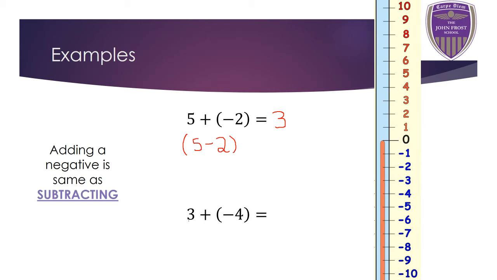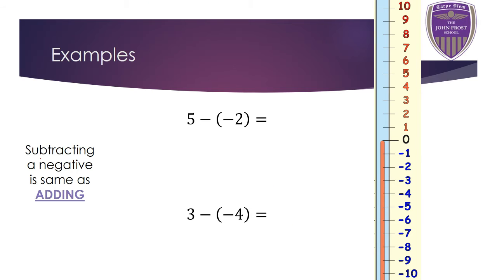Look at the second one. 3 add minus 4. Again, we're adding a negative, so that's essentially the same as asking, what is 3 take away 4? Now, we might have to use a number line for this one. Start at 3, count down 4. 1, 2, 3, 4. So 3 add minus 4 is minus 1. Okay? Let's have a look at some more examples.